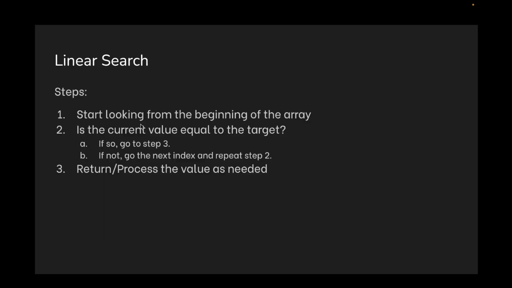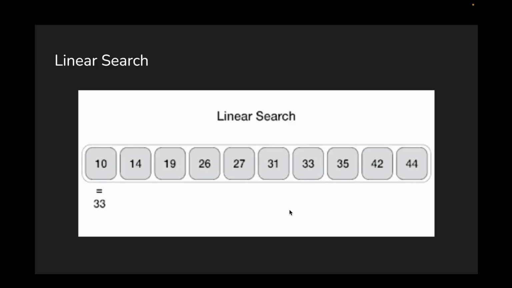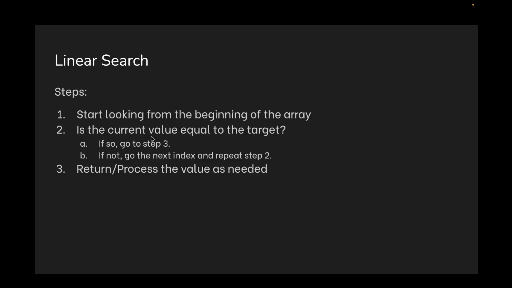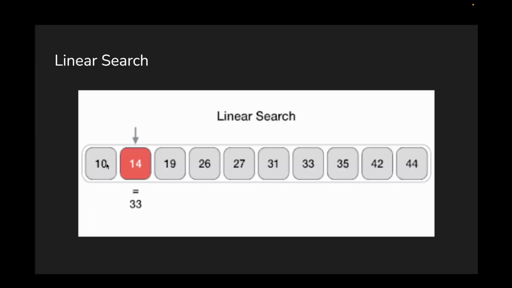Here are the steps that we covered. So start looking from the beginning of the array, right? Is that current value equal to the target? Well, what is the target? Target is the value that we are trying to find. So in this case, it's 33 because that's the target value that we want to know. So is the current value equal to the target? Current value is the value that we are looking at, right? So 10, 14, 19, 26, whatever is currently in the array.